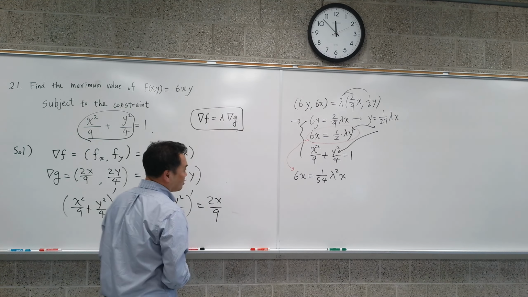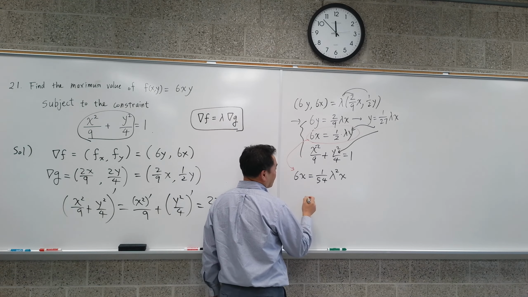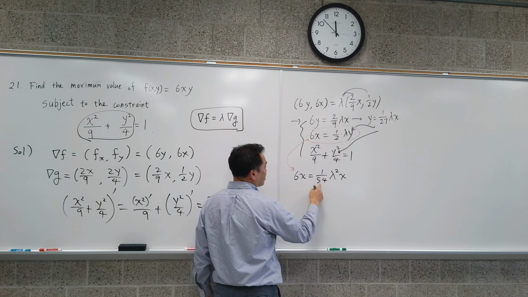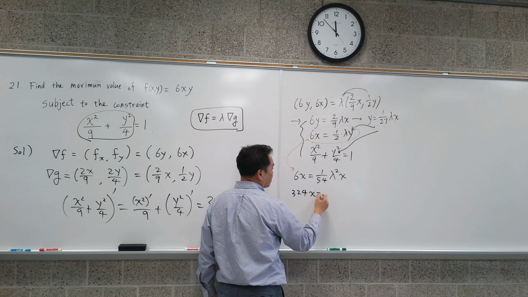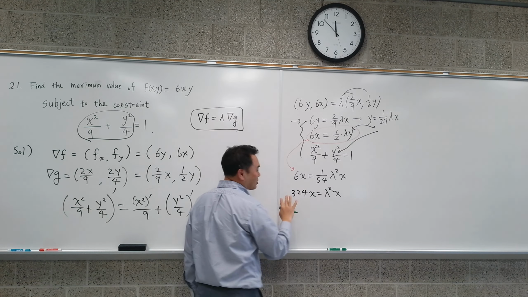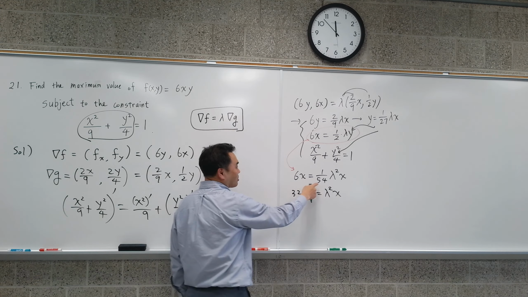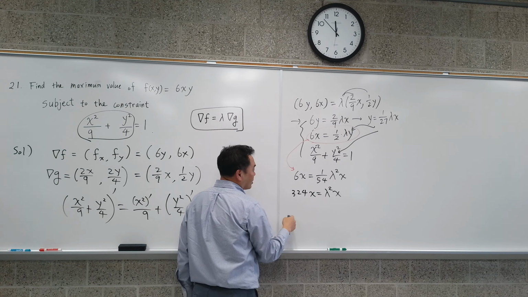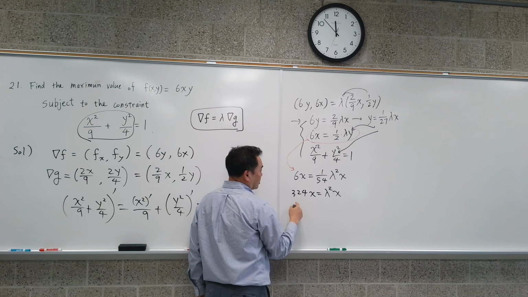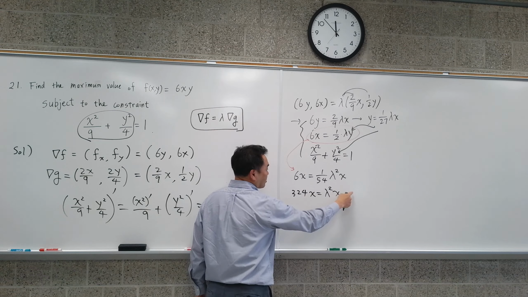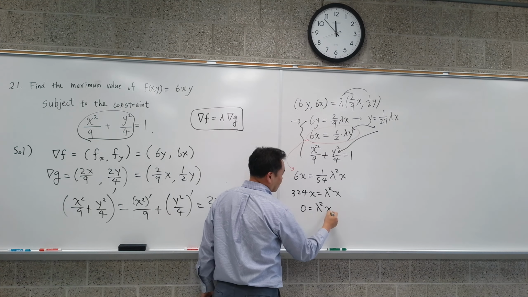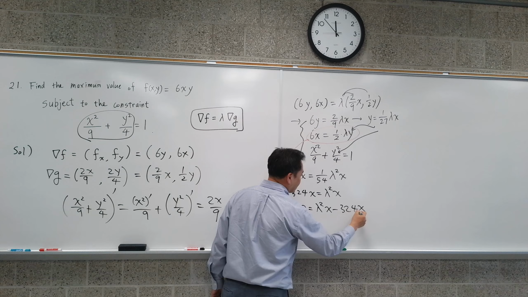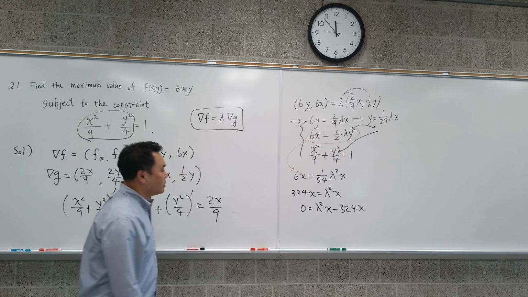Now, what does that mean? Well, that means two things. If I multiply by 54 both sides, then you get 324x equals lambda squared x. I like to do this because I don't like using fractions, so I just multiply 54 both sides. Okay? And then you move this to the other side, so you get 0 equals lambda squared x minus 324x.